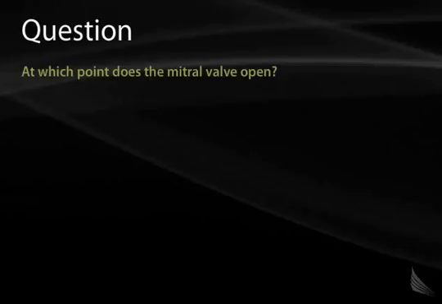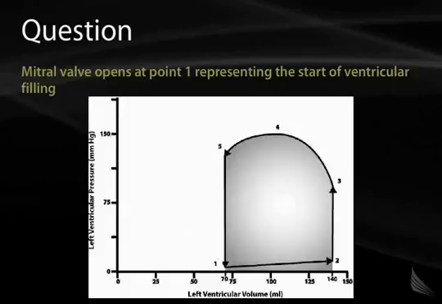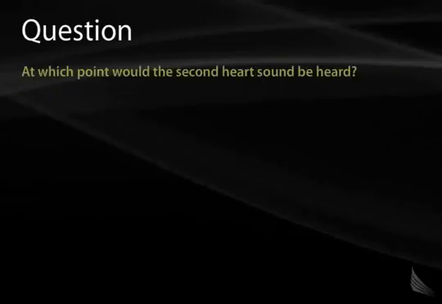At which point does the mitral valve open? The mitral valve opens at point 1, which is the point where the ventricle starts to fill. As you know, filling occurs when the mitral valve opens, causing the left atrium to open into the left ventricle.